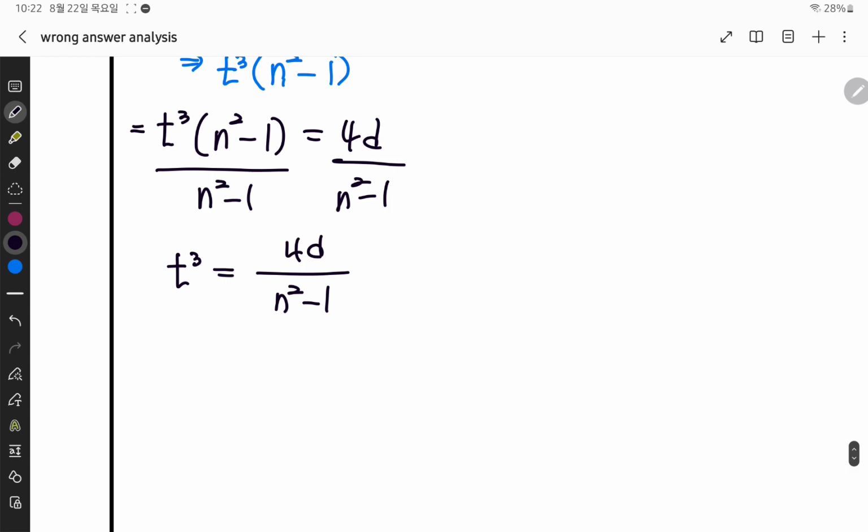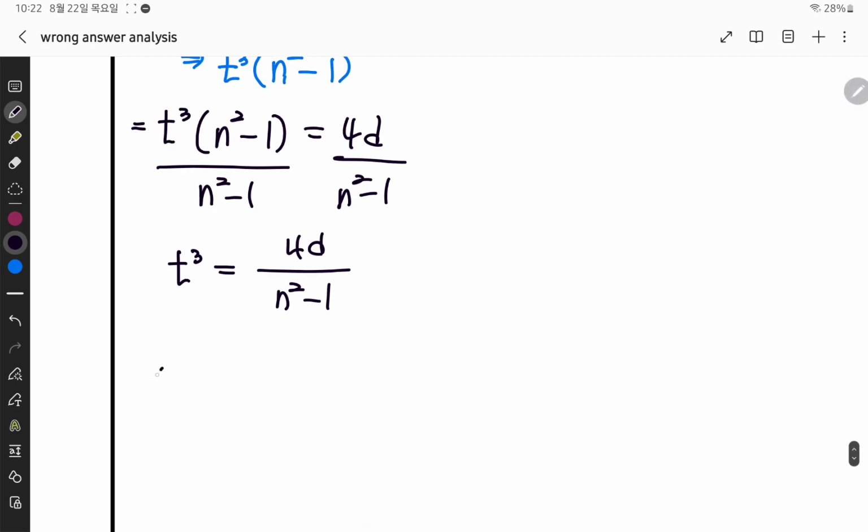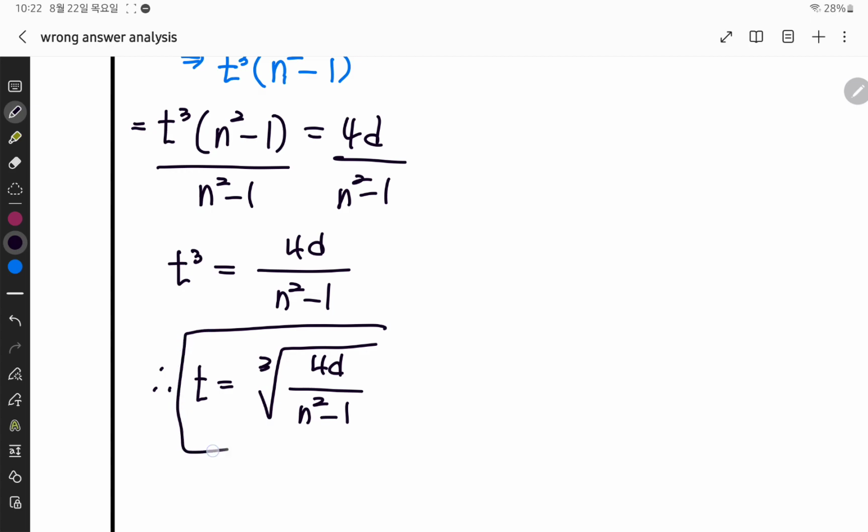Now we have the t on the left side. Now we can cube root it on both sides to make the t stand out. So lastly, we have t equals the cube root of 4d over n squared minus 1. So that is our answer to this problem right here.